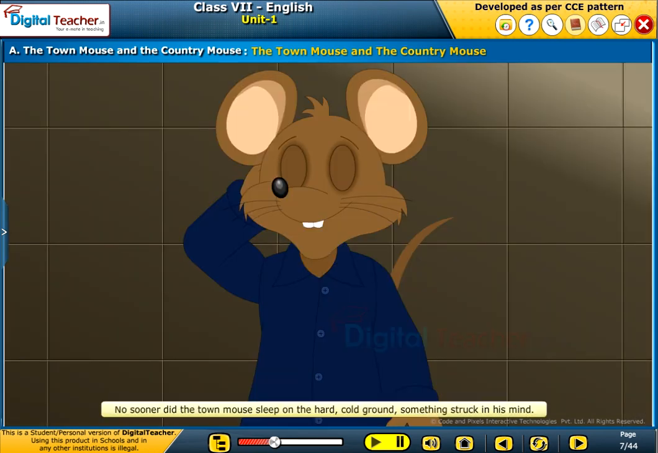No sooner did the town mouse sleep on the hard, cold ground, something struck in his mind.